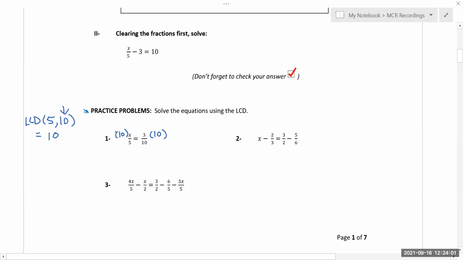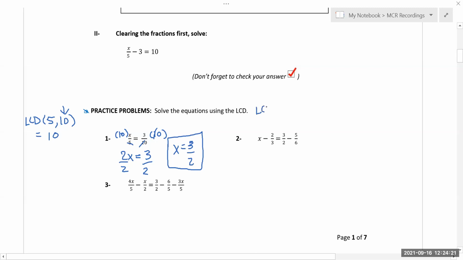So 10 divided by 5 gives you a 2, and leave the x alone. This 10 cancels, so you get a 3. Then you finish off by dividing. Were there other techniques? Sure. Do you have to use this one? Nope. Use whatever you feel comfortable with.